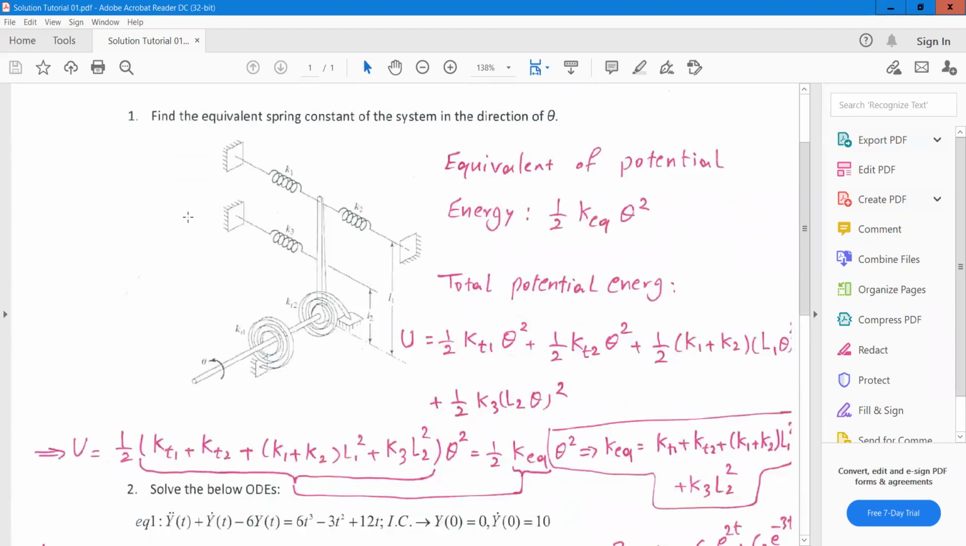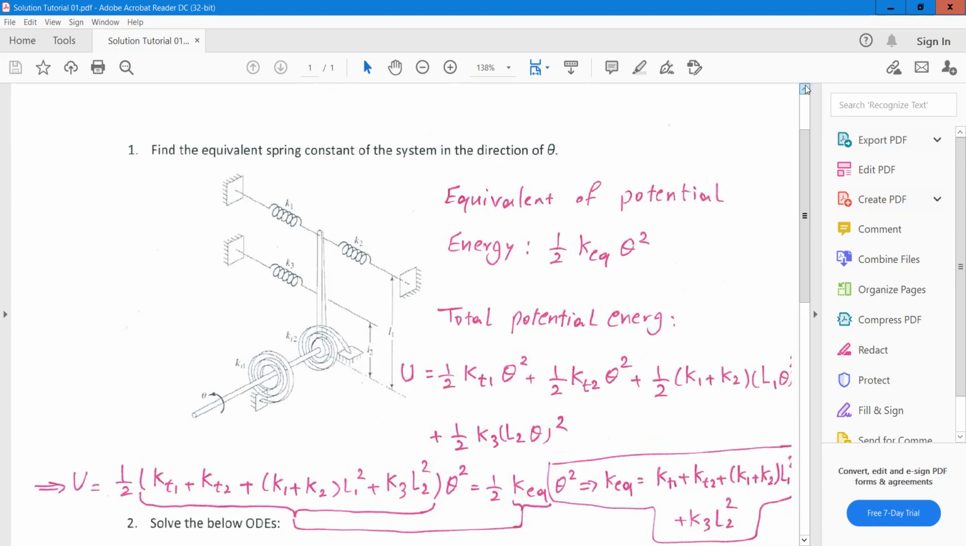We have two questions for tutorial this week. Okay. The first question, we have a system of several springs. We have two rotational springs and three linear springs. We want to obtain the equivalent spring constant for this system.